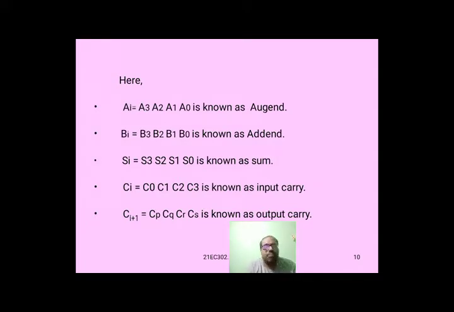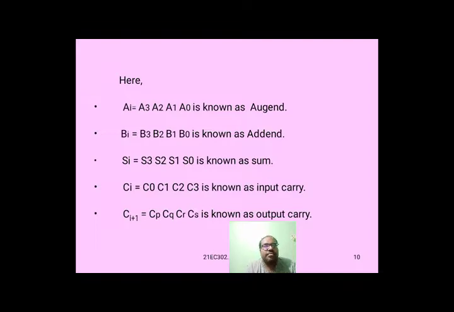Here I am giving a clear-cut idea of the inputs and outputs in the above parallel adder example. AI equal to A3, A2, A1, A0 is known as augend. BI equal to B3, B2, B1, B0 is known as addend. SI equal to S3, S2, S1, S0 is known as sum. CI equal to C0, C1, C2, C3 is known as input carry. CI plus 1 equal to CP, CQ, CR, CS is known as output carry.